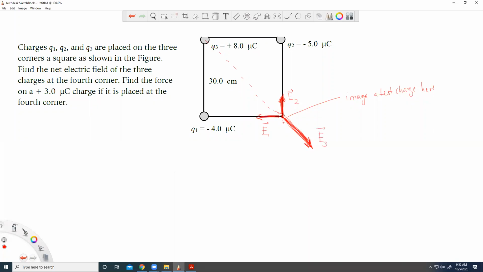So this test charge will feel three forces: force due to this one, force due to this one, and force due to that one. You need to find these individually, and then you do the vector sum. So we'll do that next time. Sorry that I went 2 minutes over the time.